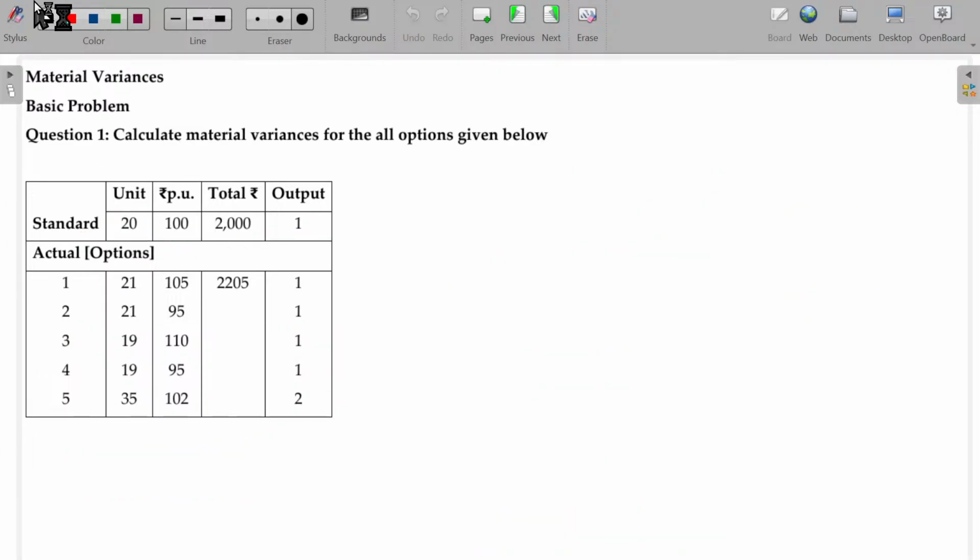Let's move on to the fourth one. Standard as well as the fourth option. So material cost variance is equal to standard cost minus actual cost. Actual cost is nothing but actual quantity multiplied with the actual price.